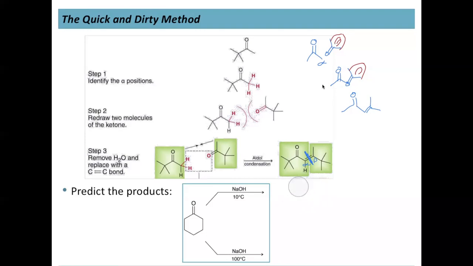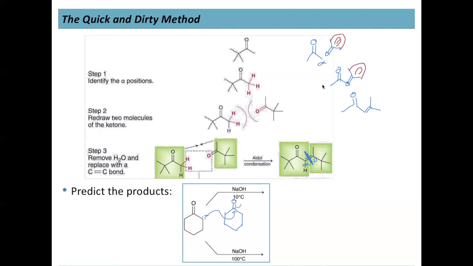So we've got a problem here, predict the products. So we'll give you a second. In one of them, we're doing it at 10 degrees Celsius, and in another at 100 degrees Celsius. So in both of these cases, we're going to deprotonate at the alpha carbon, and what we're going to do is an aldol addition, and one of these will be an aldol condensation.